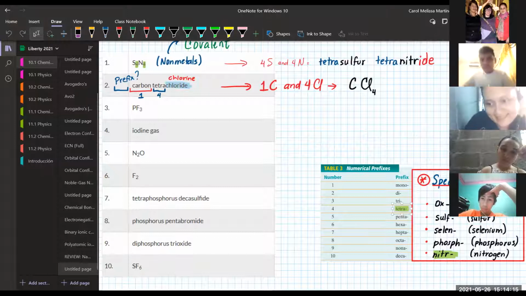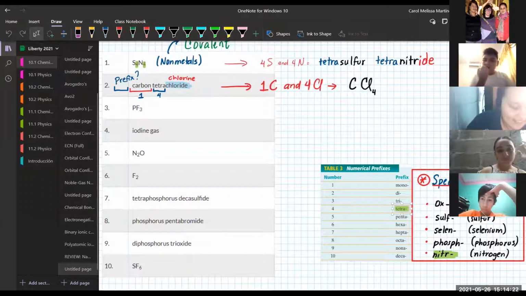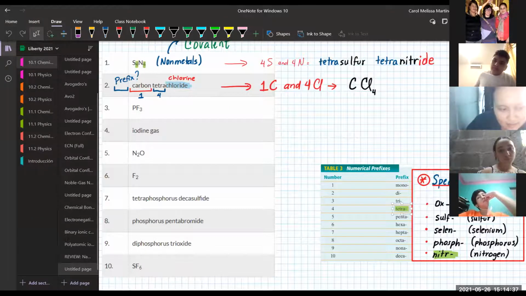Okay, I will say it because I will explain what happened here. Covalent compounds are also known as molecular compounds. A molecule could be a gas, for example. Iodine gas is an example of a molecule. Iodine is a diatomic molecule. So iodine gas, because it's diatomic, will be just I2.